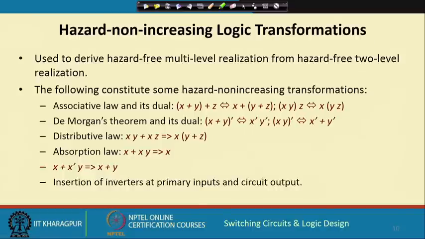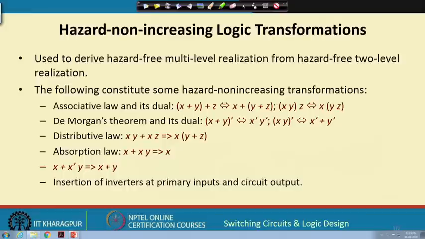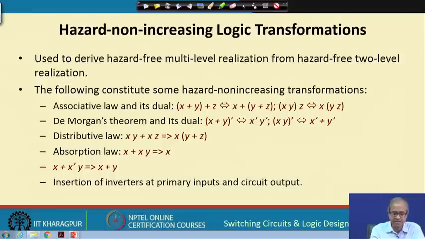And there is another thing, something called hazard non-increasing transformations. Suppose you have a 2-level hazard free realization. There are some rules, Boolean algebra or switching algebra rules. If you apply them, you can convert this 2-level realization to a multi-level realization with the guarantee that the multi-level realization will also be hazard free. Now, without any proof, I am just mentioning some of the transformations that can be used.